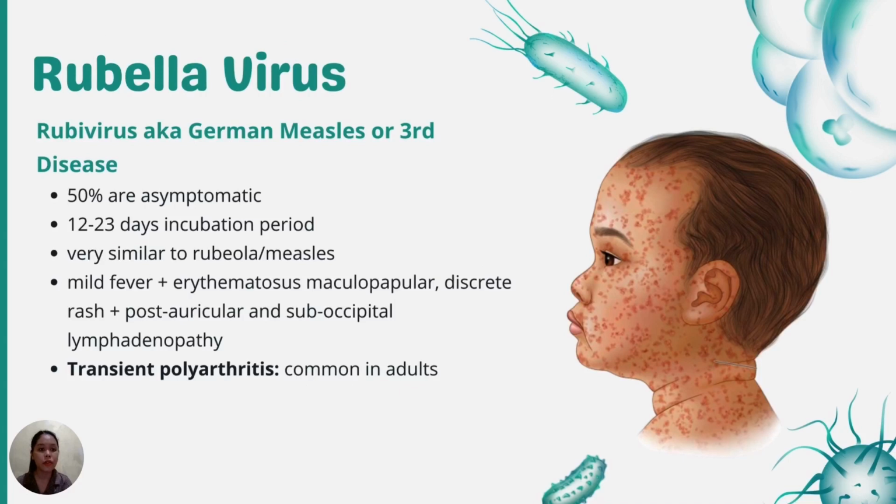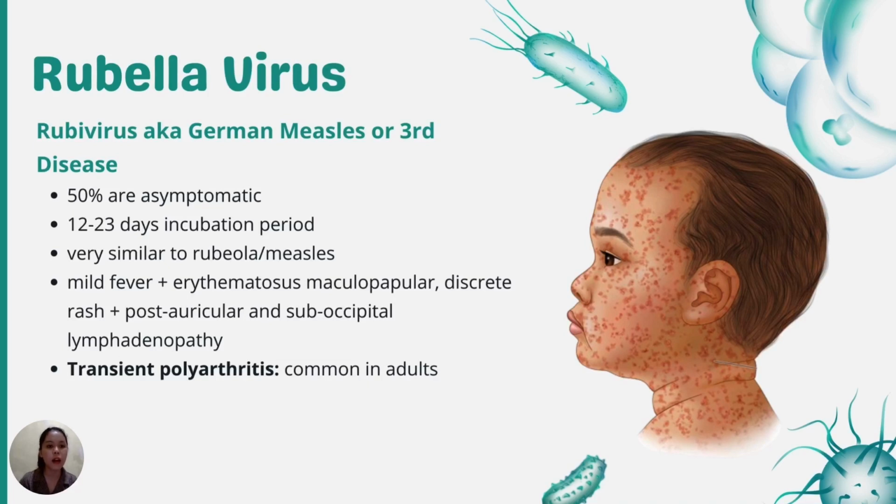So, rubella virus is also known as German measles or third disease. Usually, when you are infected by this virus, asymptomatic lang yung mangyayari sa'yo, or no signs and symptoms at all. Ibig sabihin, hindi siya malala except na lang doon sa mga immunocompromised persons. And with that, 50% ng nai-infect ng virus na to are asymptomatic and meron din po siyang 12 to 23 days na incubation period.